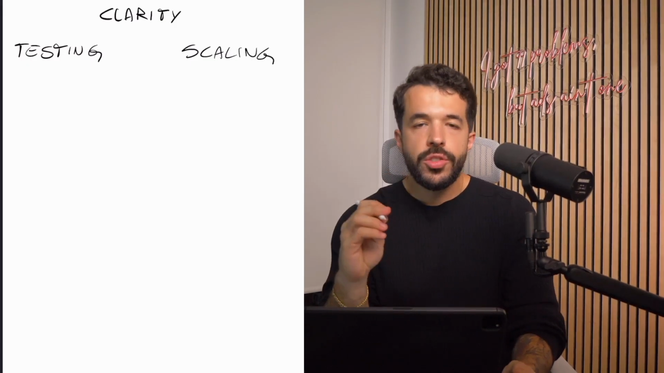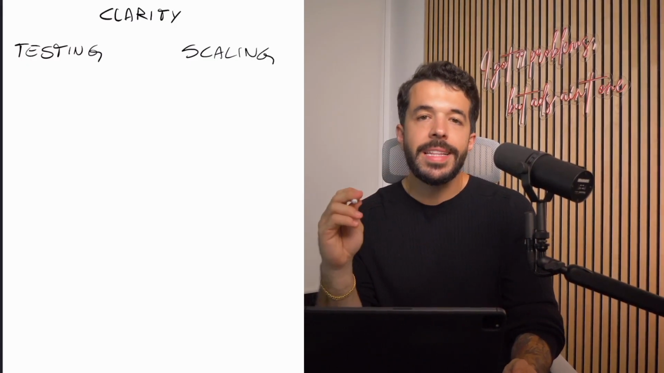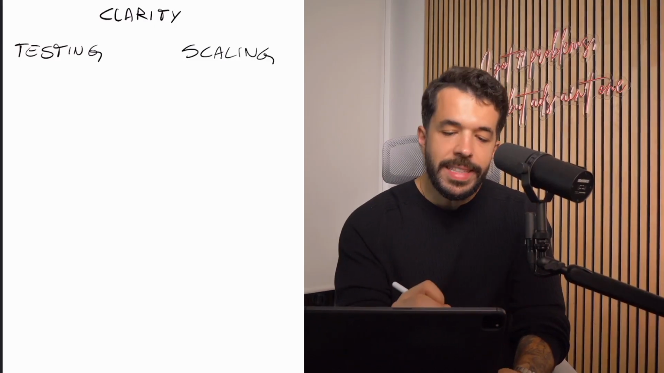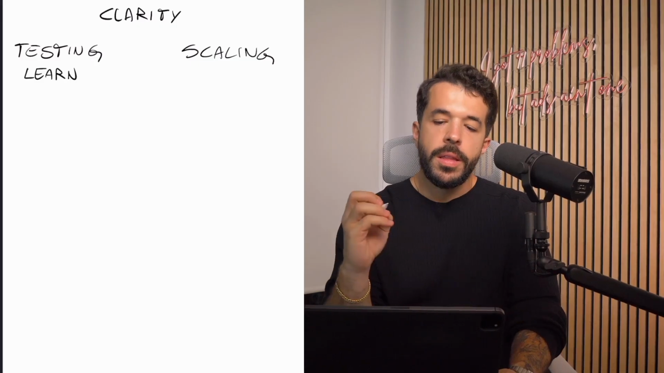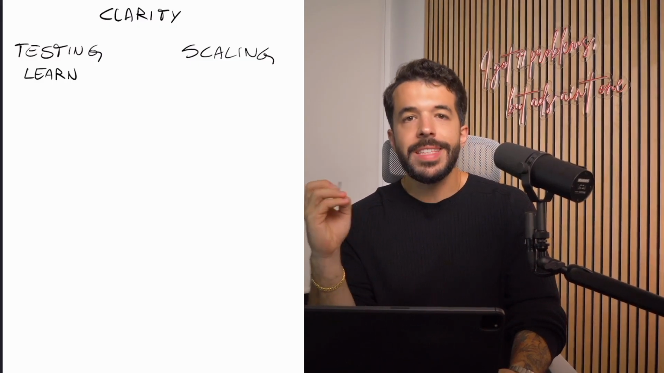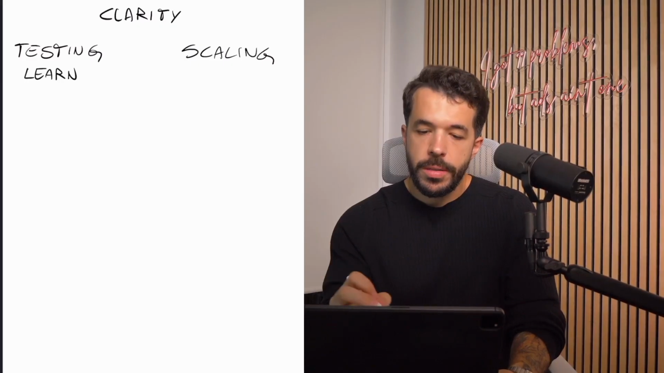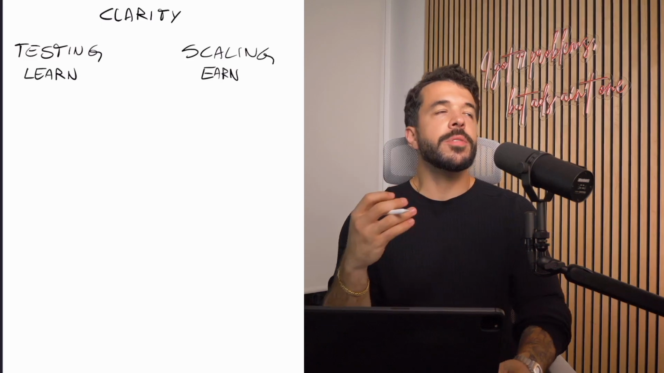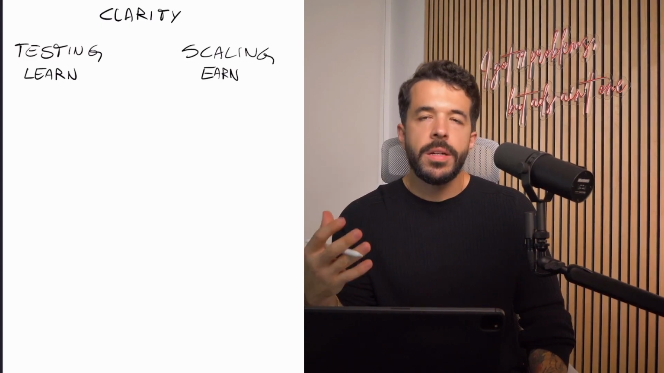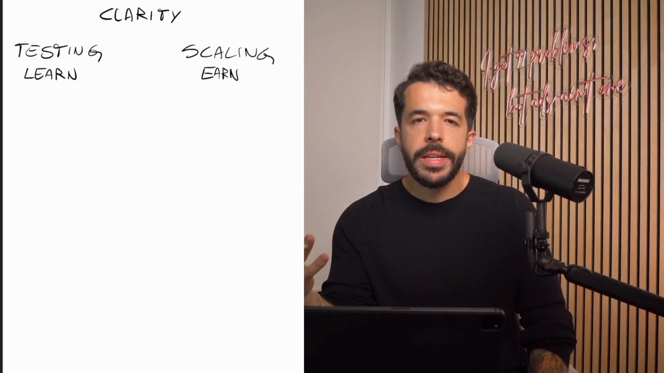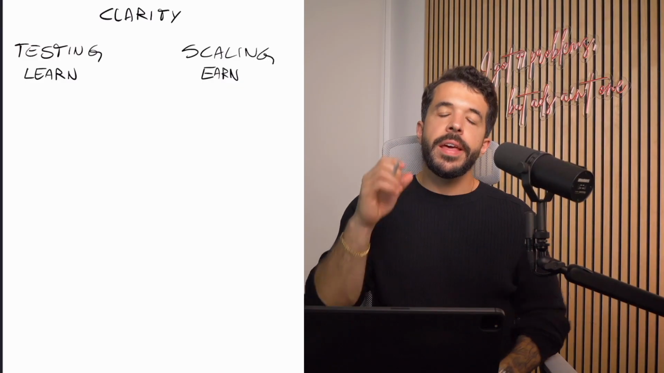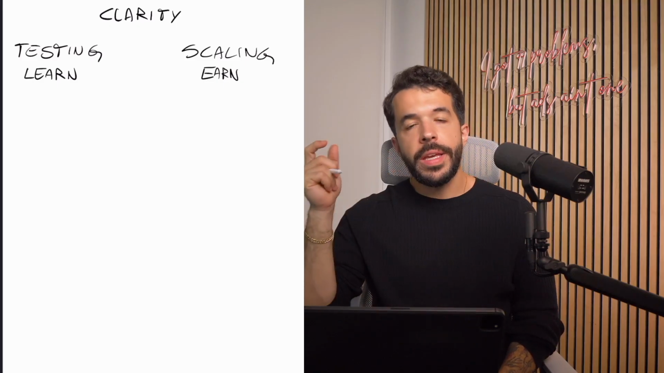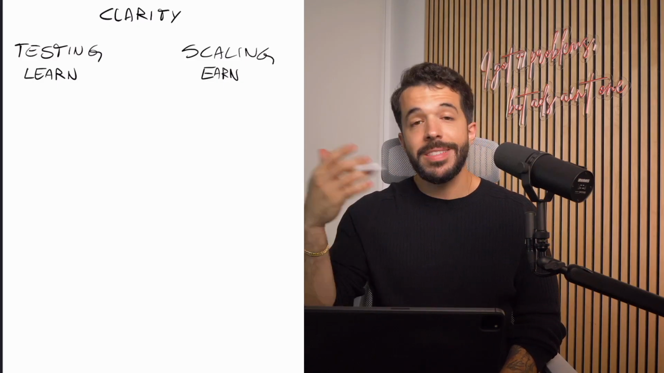Now, each one of these campaigns has a different goal. The goal of the testing campaign is for us to learn. The objective of the scaling campaign is for us to earn money. So we want to see the testing campaign almost like a campaign where we want to buy data. We want to buy data on how the market reacts to our ads, to our offer, to our new hook, and so on. And then once we find a winner, we throw it into the CBO campaign, the scaling campaign.